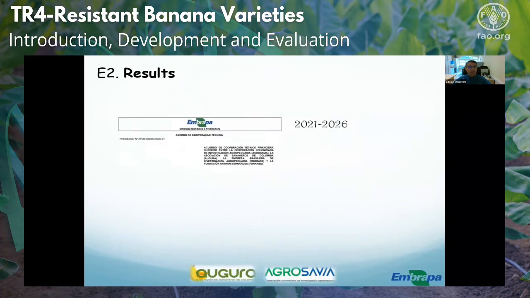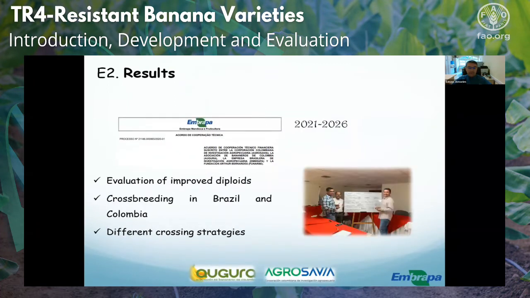The second project is in collaboration with AgroSavia and Augura in Colombia. The main purpose is to develop Cavendish type hybrids resistant to TR4 as soon as possible, and resistant to black sigatoka. This project starts in December of 2021.